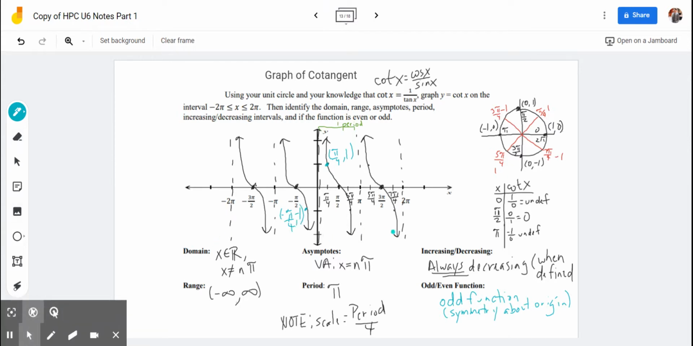All right, so I finished writing it in there, and we're using the graph for an example coordinate. Okay, so that is our characteristics for the cotan function.